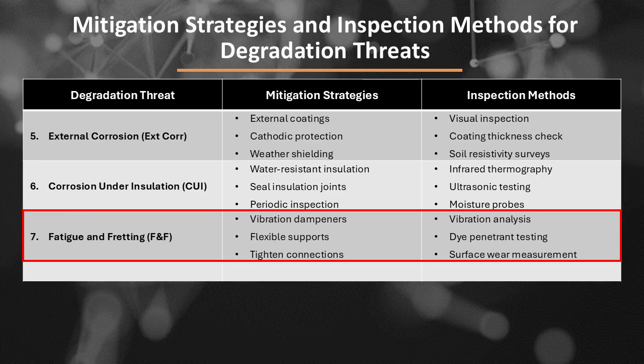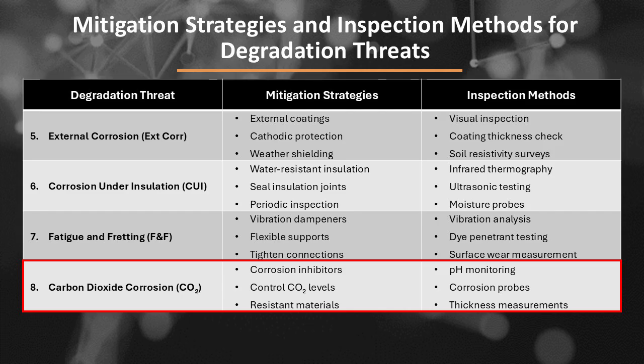Degradation threat number 7, fatigue and fretting or F&F. Mitigation strategies for fatigue and fretting or F&F may include vibration dampeners, flexible supports, and tightened connections. Inspection methods for fatigue and fretting or F&F may include vibration analysis, dye penetrant testing, and surface wear measurement.